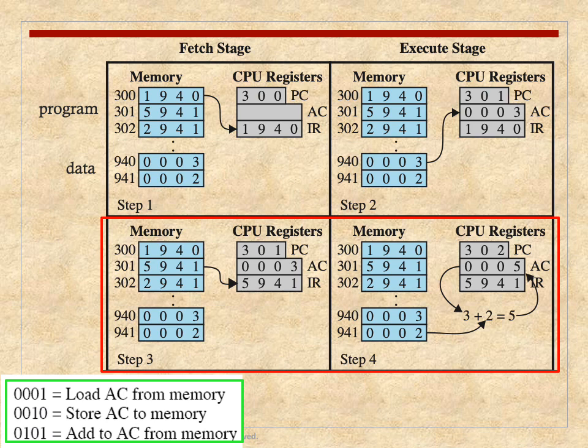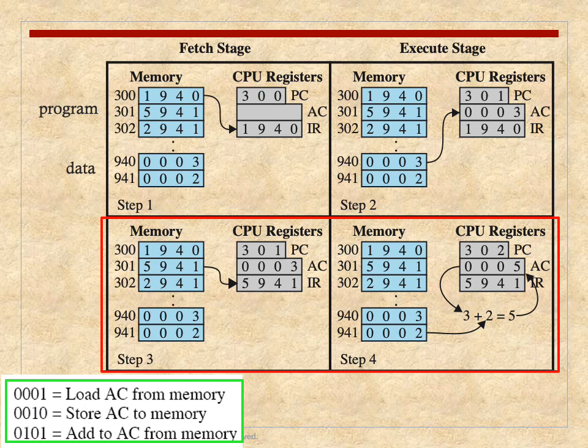The second cycle is highlighted in red. We can see that in the fetch stage, the current program counter holds the number 301. So the instruction at memory address 301 will be loaded into the instruction register. The opcode of the loaded instruction is the number 5. And if we look at our list of opcodes, then we can see that the number 5 corresponds to an addition operation. We are done with the fetch stage, and we now continue with the execution stage of the second cycle.